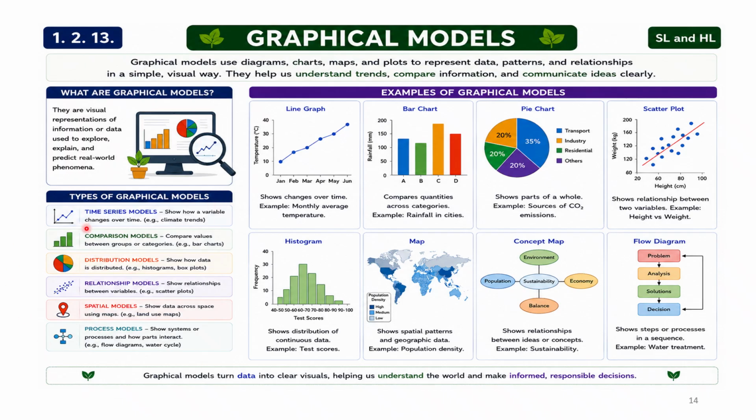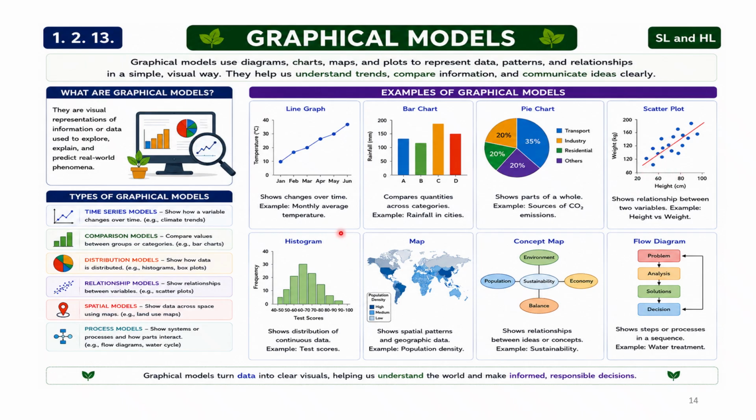Line graphs show changes over time, such as rising global temperatures. Bar charts compare quantities, for example rainfall in different regions. Pie charts display proportions, such as sources of carbon dioxide emissions. Scatter plots reveal relationships between variables, such as population density and resource consumption.